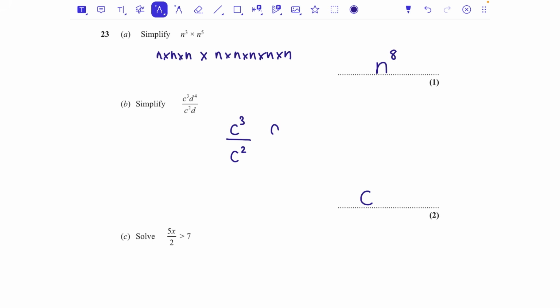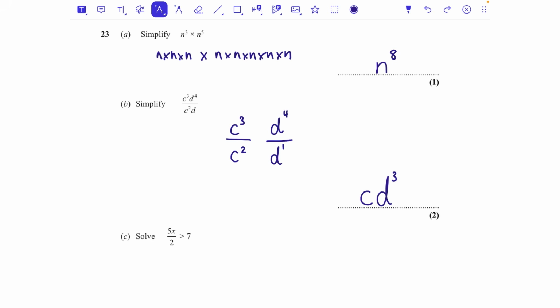And we also need to do d to the power of 4 divided by d. Now remember, if it's just a d on its own, it's the same as d to the power of 1, and 4 take away 1 is 3. So this is c and then d cubed, because I've got 4 take away 1 for the d. That cubed is only affecting that. If I wanted to cube everything, I'd have to write it like that. So c, d cubed, like that is absolutely fine.